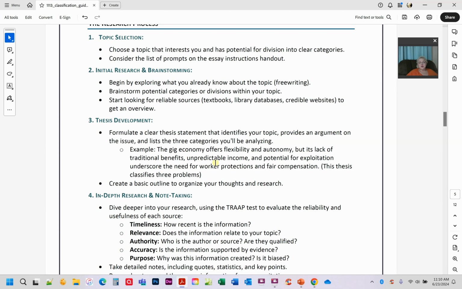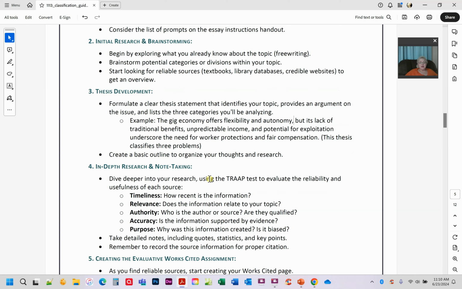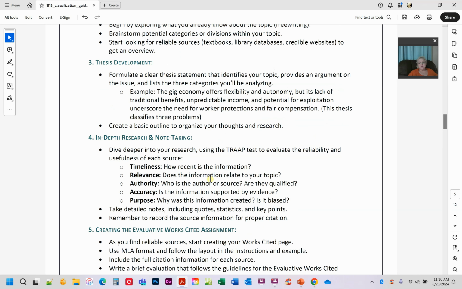You're next going to then create that basic outline to organize your thoughts and research. And this might be a preliminary outline to what you're sending to me, because again, at this point, you got to make sure that you've got enough information to actually write the paper on this topic. The next thing is you're looking at in-depth research and note-taking. So again, you had the preliminary research. Now you got your working thesis. You know you've got a topic that's going to work. So now you're going to find the sources that you need to use.